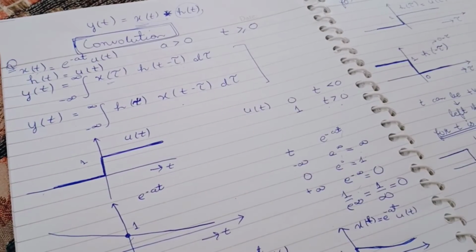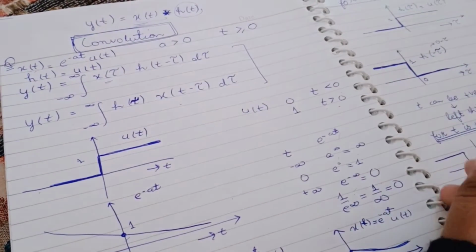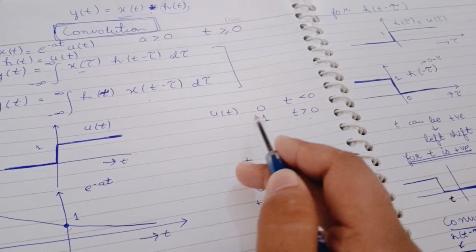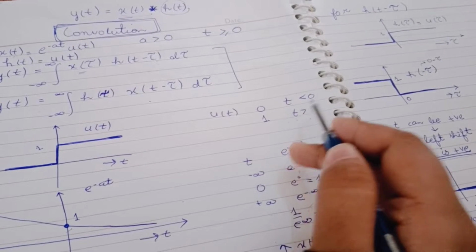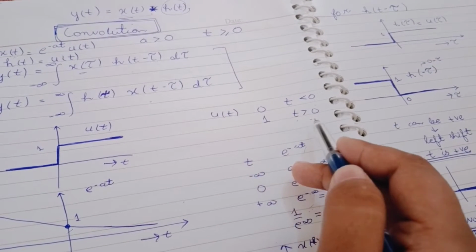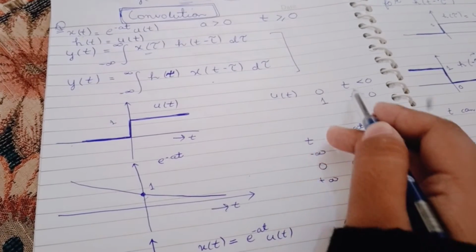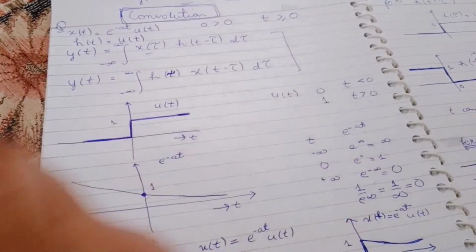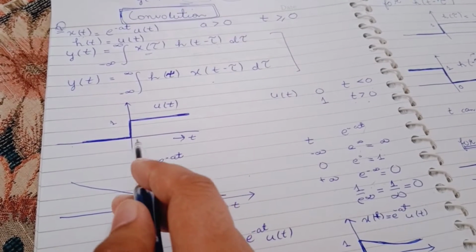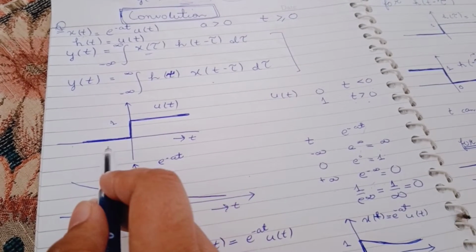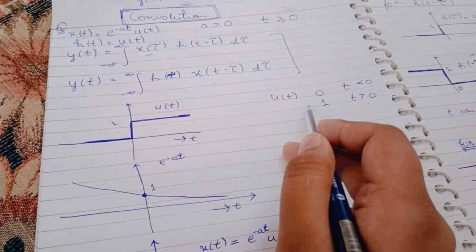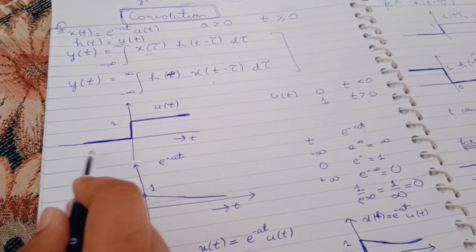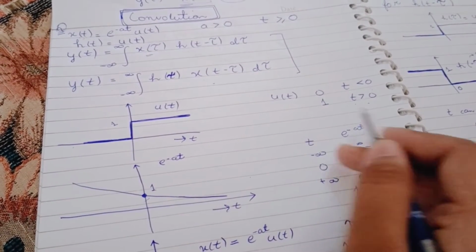As you know about the unity function, it is 0 for t less than 0 and 1 for t greater than 0. So plot this function on the x-axis and y-axis. For t less than 0, u(t) is 0, and for t greater than 0, u(t) is 1.